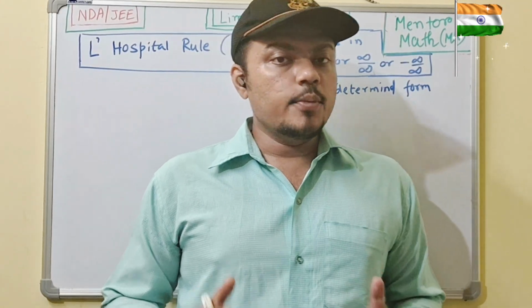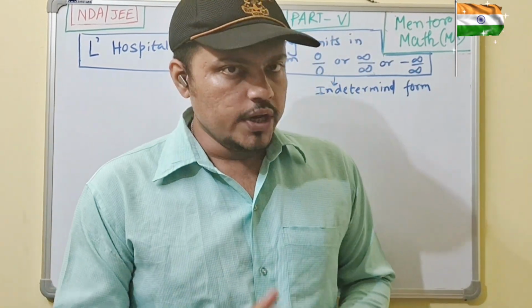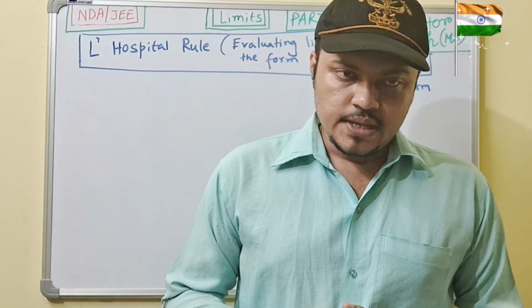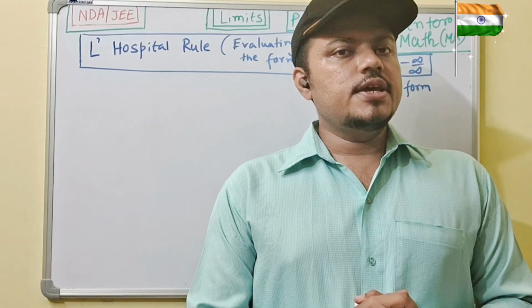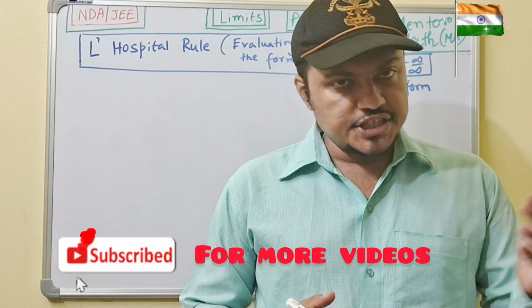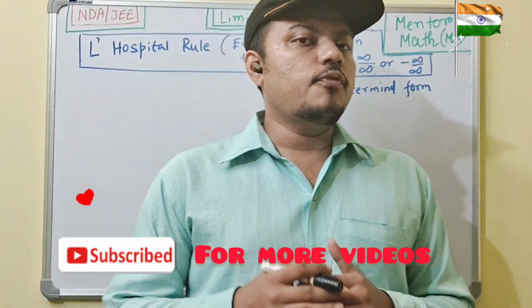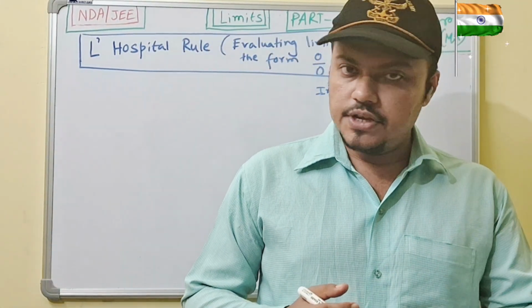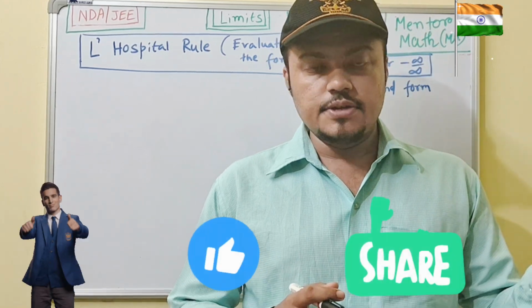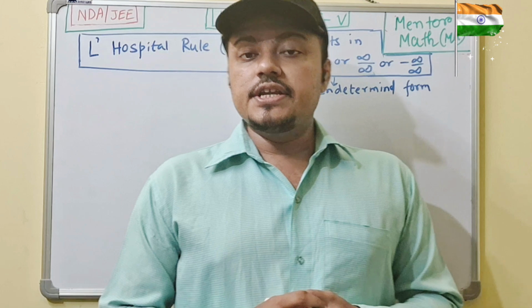Students, today I am going to discuss L'Hopital rule or L-Hospital rule for evaluating limits. We use this rule when the form is rational, p(x) by q(x), and the limiting form is 0 by 0 type, infinity by infinity type, or minus infinity by infinity type. This is your indeterminate form.